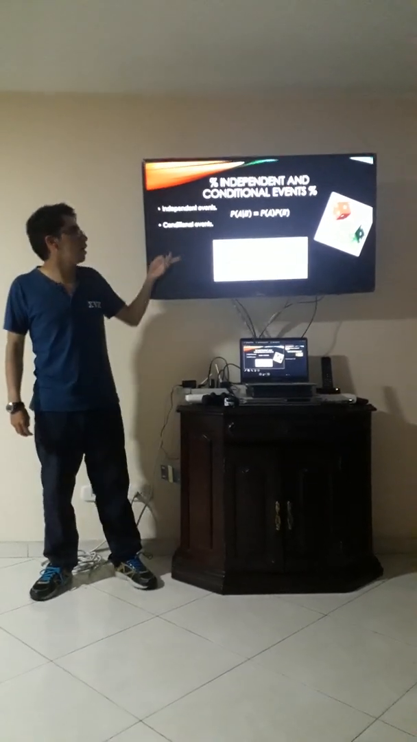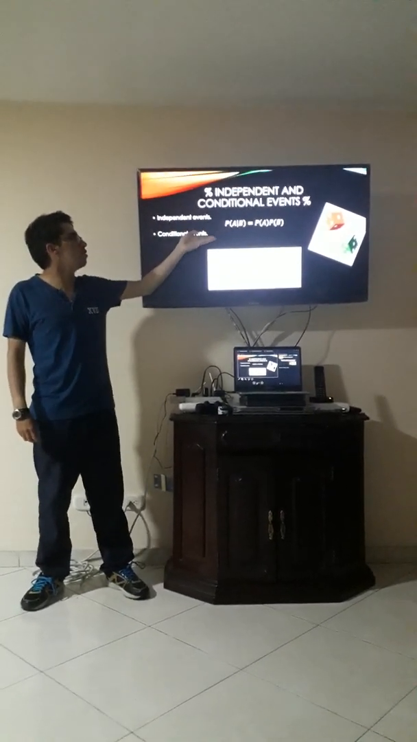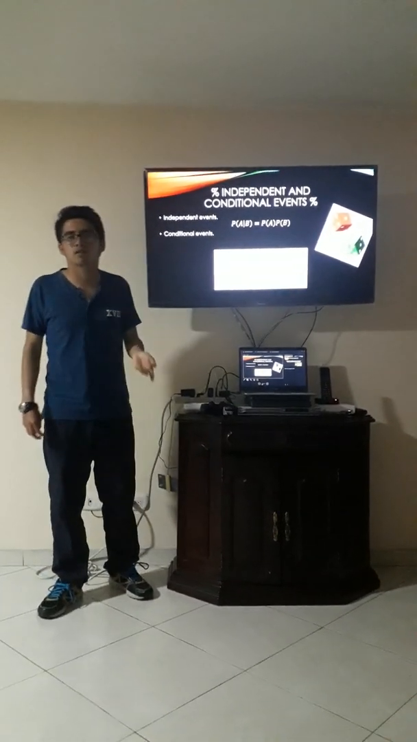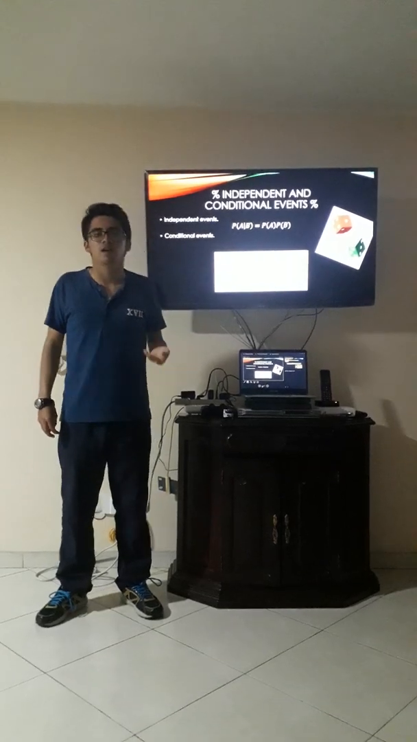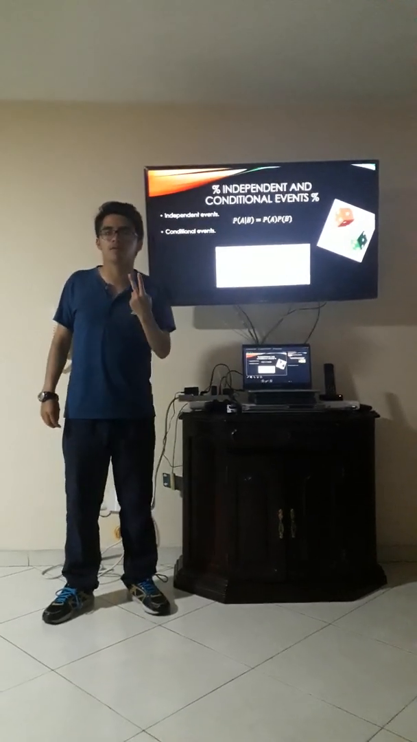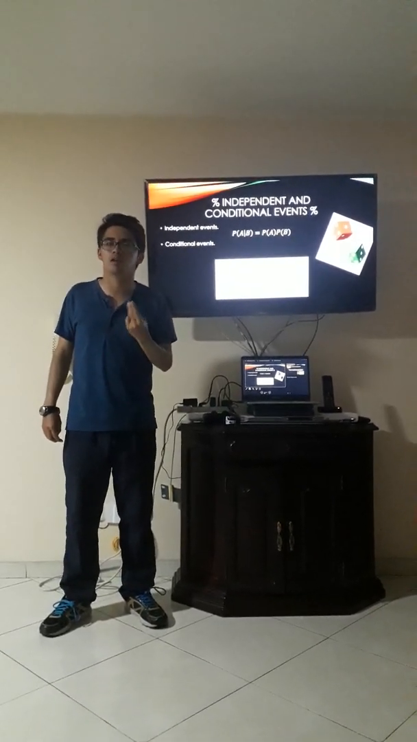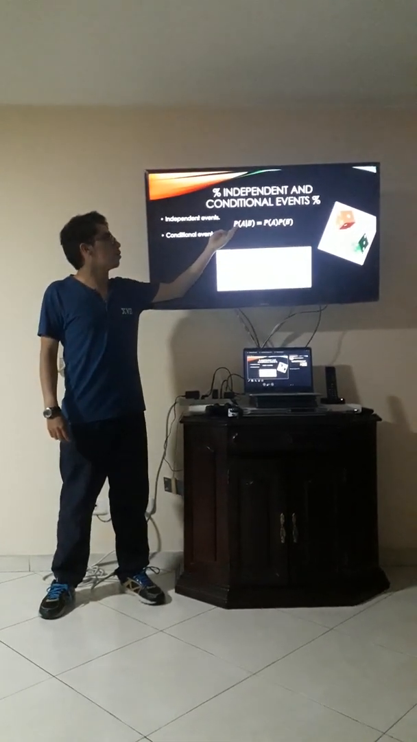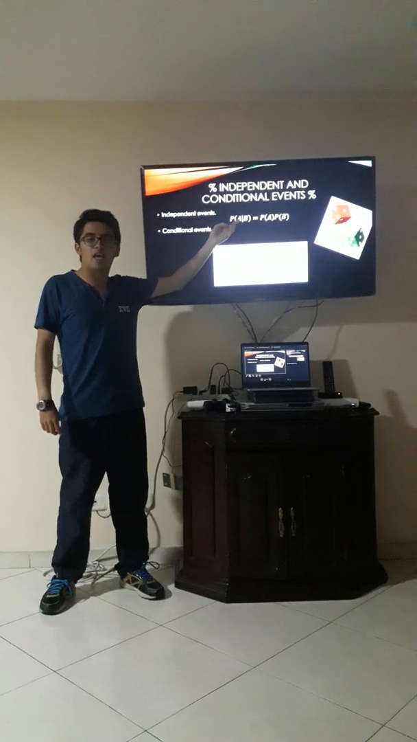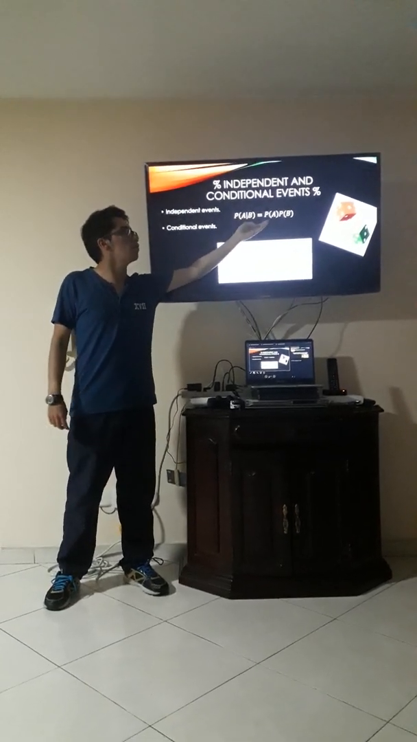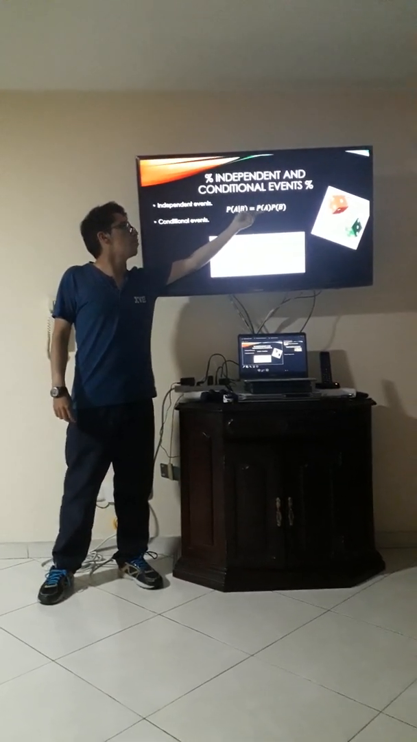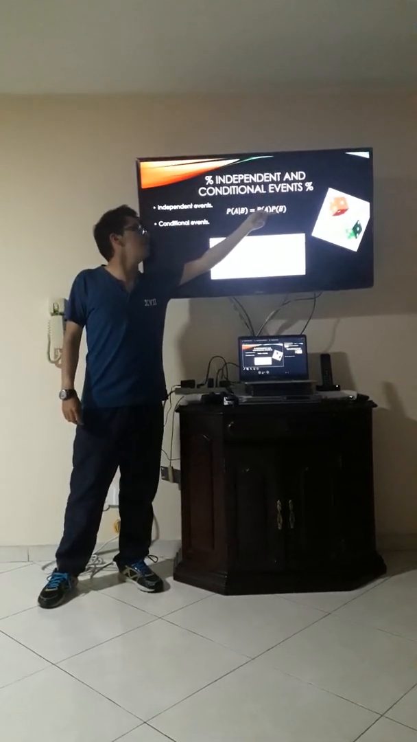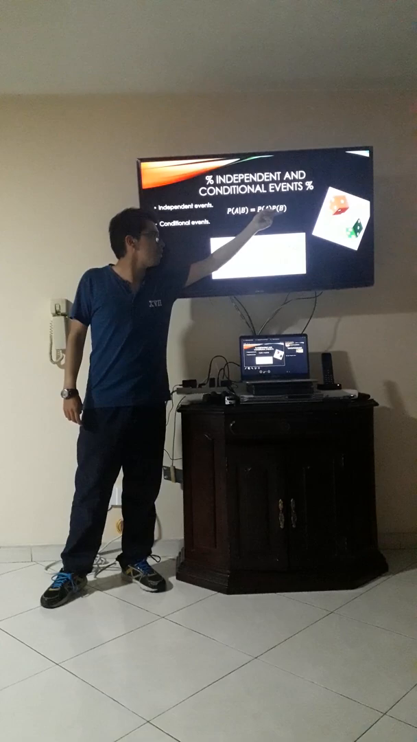Now, the independent and conditional events. What is an independent event? An independent event is, like the title says, when there are two events that don't depend on each other. So they have this formula: the probability of the events A and B is equal to the probability of A multiplied by the probability of B.